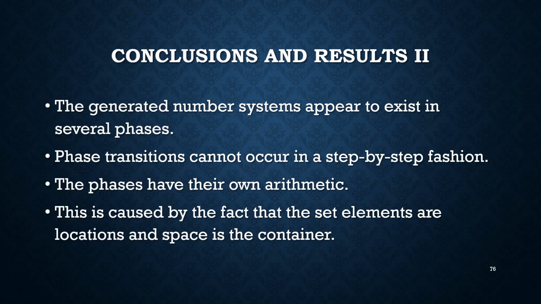The generated number systems appear to exist in several phases. Phase transitions cannot occur in a step-by-step fashion. The phases have their own arithmetic. This is caused by the fact that the set elements are locations and space is the container.